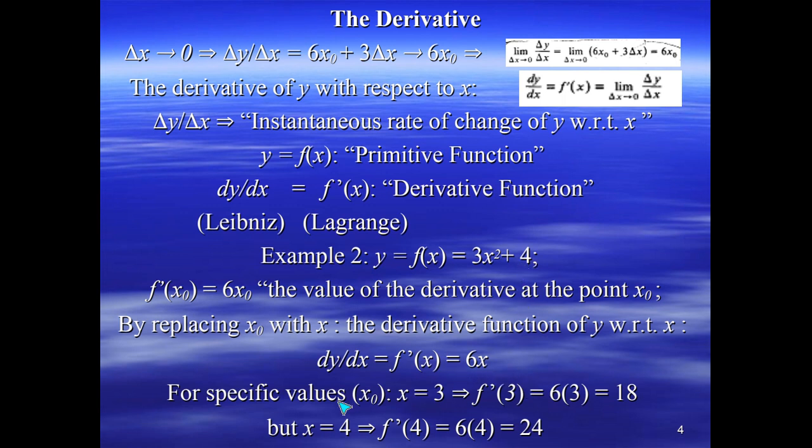All right. For specific values of x, x0, we should replace x by this special value of x0. For instance, if x is 3, then we put 3 here. 6 times 3 is 18. This is a specific value of the derivative. The derivative itself is a function, and this is the value of this derivative at the point x0 equals 3. But if x0 is 4, then we put 4 instead of x0. So we obtain f prime of 4, which is 6 times 4, which is 24, you see. So the value of the derivative changes as well.